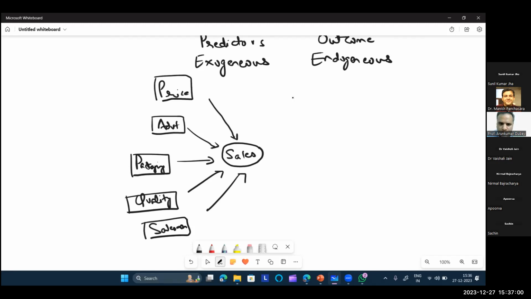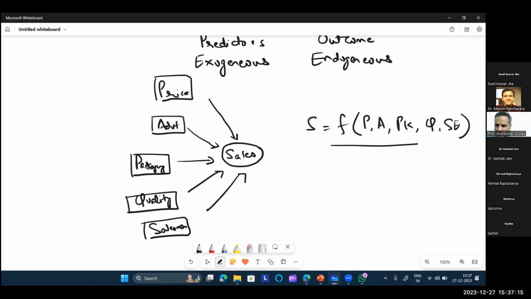If I have to put this in an equation, I'll say sales is a function of price, advertisement, packaging, quality, and salesman experience. This is the equation. This is the way you build a model. Now my question is, how do you identify these variables?